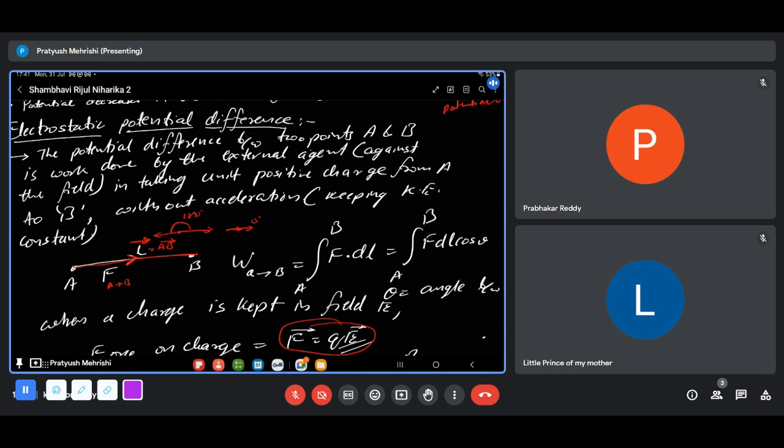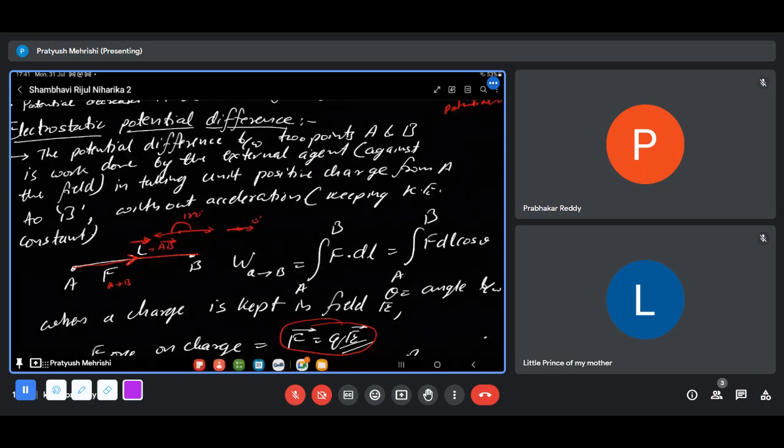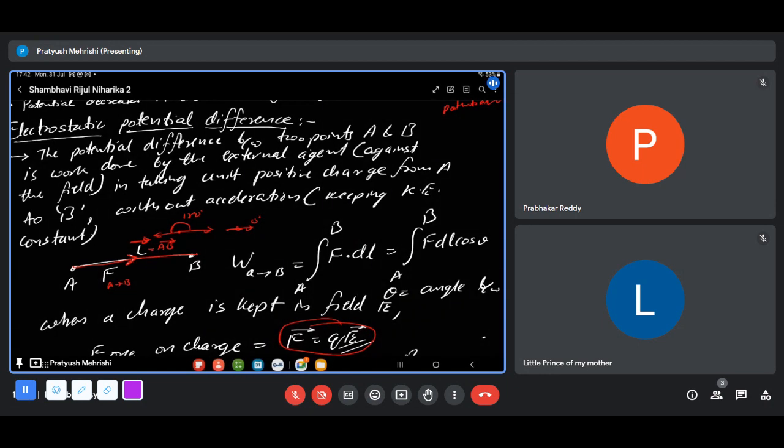Work done in bringing unit positive charge or any kind of charge from point A to point B. Whatever work is done, that work will be stored in the charge itself, and this will be called potential difference. So potential difference is total work done in bringing a unit positive charge from point A to point B.